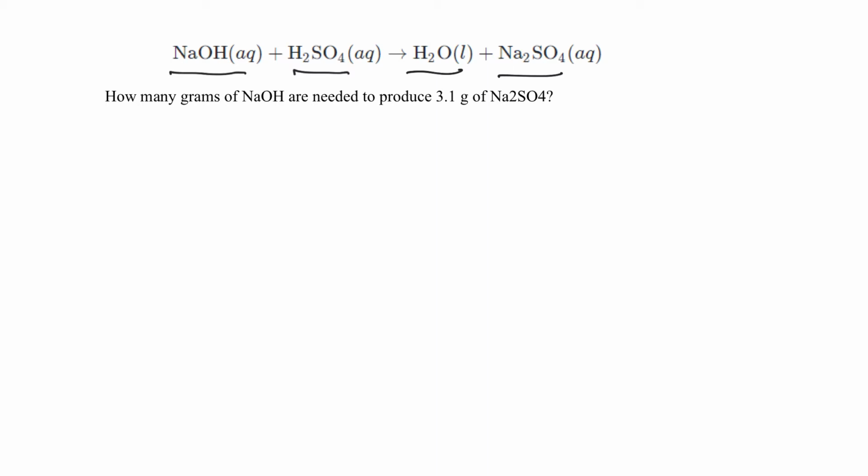It's asking how many grams of sodium hydroxide are needed to produce 3.1 grams of sodium sulfate. I'm sorry, the format is not correct, but I'm going to rewrite this because the first step we need to do before we begin a stoichiometry problem is to make sure that the equation or the reaction is balanced. And so I'm just going to go ahead and write this out.